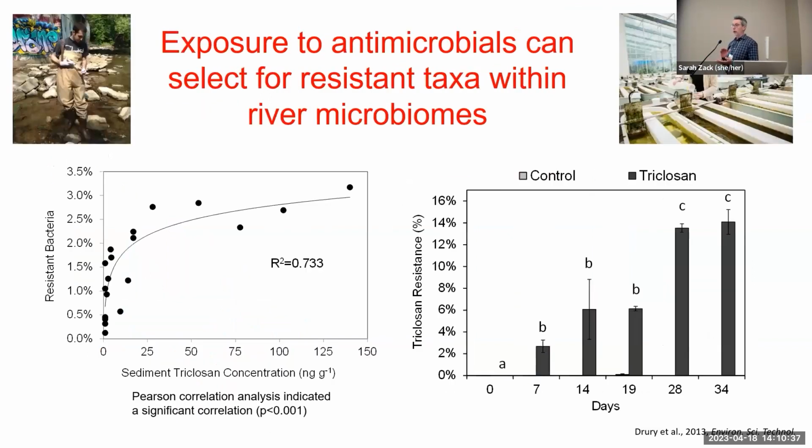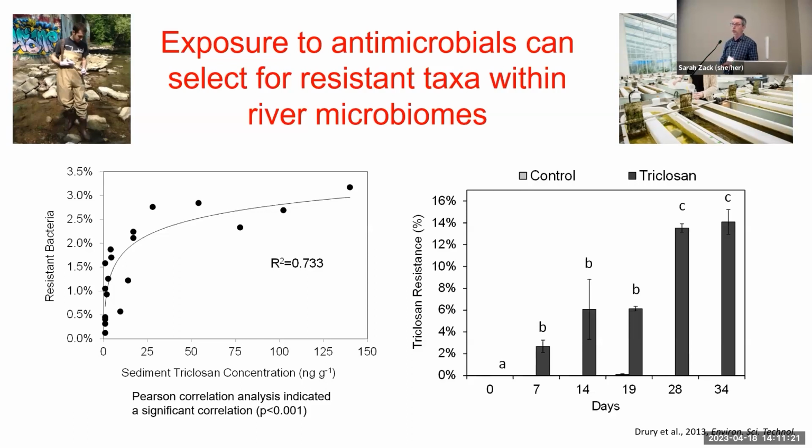In addition, if we start talking about antimicrobial compounds, exposure to antimicrobial compounds in surface waters can lead to selection for resistant organisms. So these are some data that we collected looking at the effects of an antimicrobial compound called triclosan. And we saw that when we measured triclosan concentrations in rivers around Chicago, that's the data on the left, we saw a significant positive correlation between sediment triclosan concentrations and the levels of triclosan resistance in the bacterial communities. And we modeled the same result in a laboratory experiment where we controlled and added triclosan to artificial stream communities.